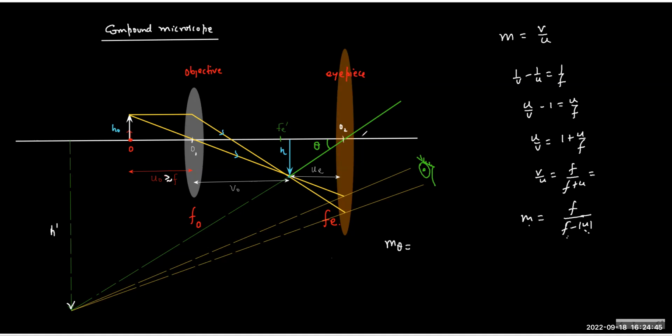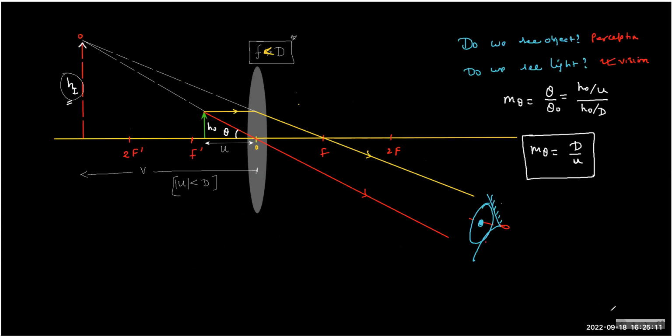M theta. So we can write m theta as theta upon theta naught. The moment I say theta naught, it is again the old definition. The denominator has nothing to do with this diagram. The denominator is the maximum size of the object as seen by the unaided eye. That is the definition. So theta naught will follow the definition which we have already defined.